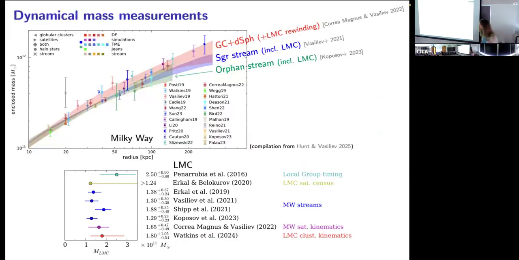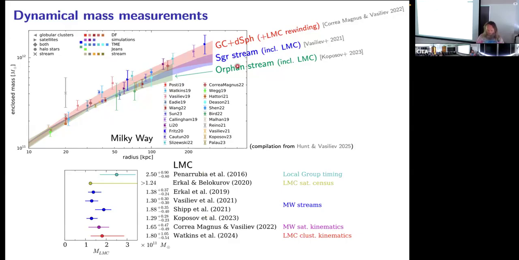Right. So going back to the question of the measurements of the Milky Way mass profile and potential, there have been many studies over the last years, especially since 2019. And here's a compilation from the recent review that we published with James Collins on Milky Way dynamics. These all come from different studies, different methods, and tracers, but the three shaded regions indicate the three studies that accounted for the LMC in their analysis.